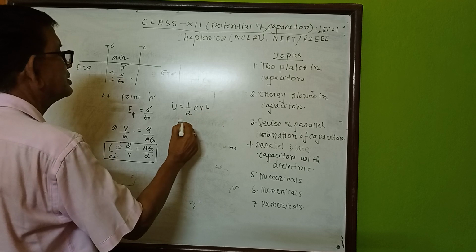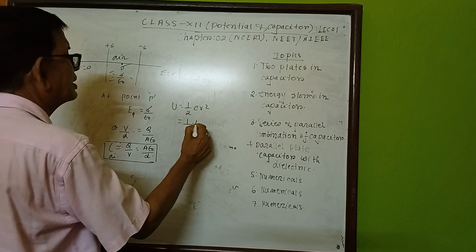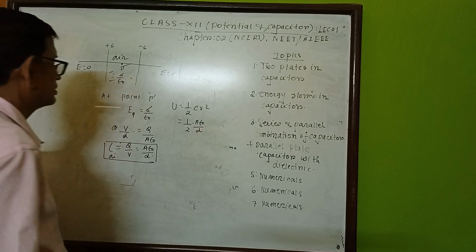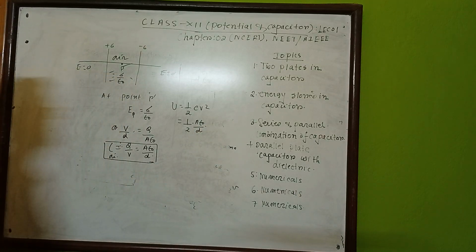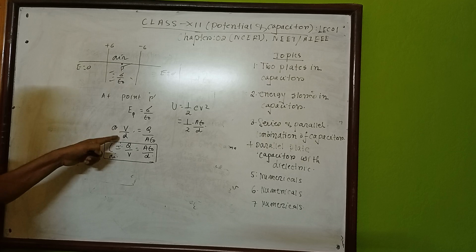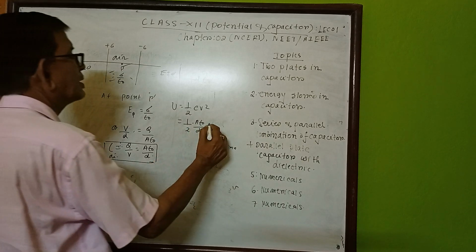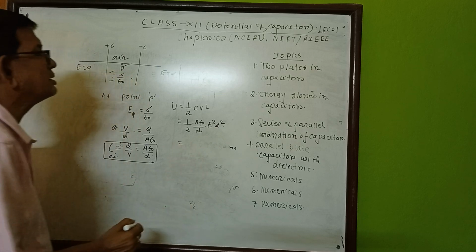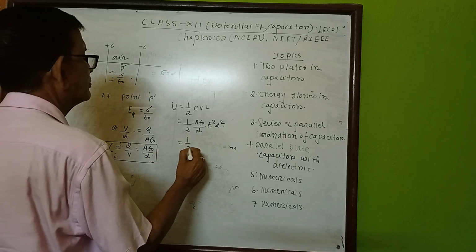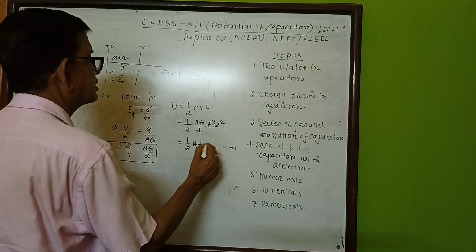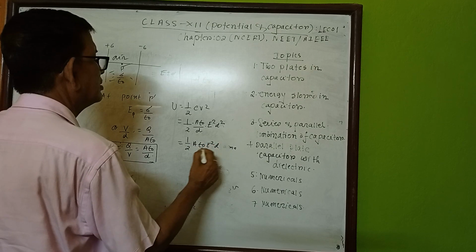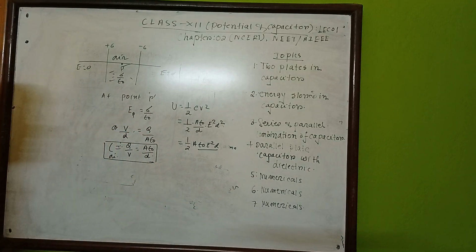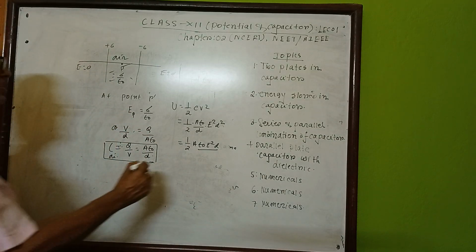Now children, energy U equal to half C V square. Already you know. So half C value you are getting A epsilon naught by D and V square, where V equal to E into D, so V square is E square D square. Now children, then you are getting half A epsilon naught E square D. So A into D, area into distance, that is volume.